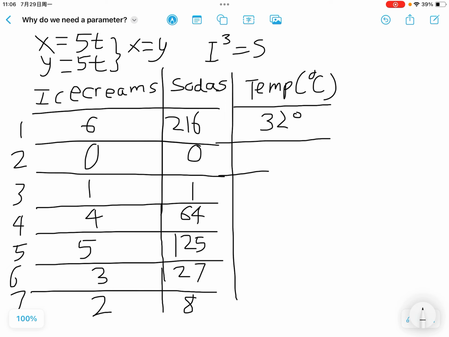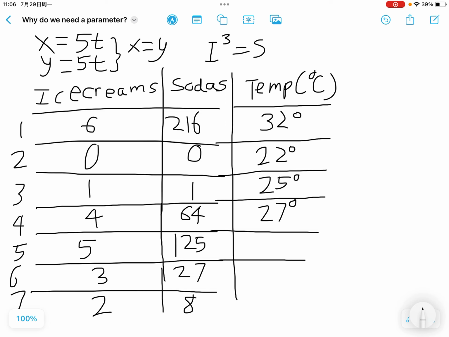So on the first day, let's just make up some data to fit this description. On the first day we have 32 degrees, and then on the second day it was raining, so it's only 22 degrees. On the third day it's 25 degrees. On the fourth day it's 27 degrees. On the fifth day it's 28 degrees. On the sixth day it's 26 degrees, and on the seventh day it's 24 degrees. Actually, let me just change the last one to 26 degrees. There is a somewhat pattern here for the temperature.